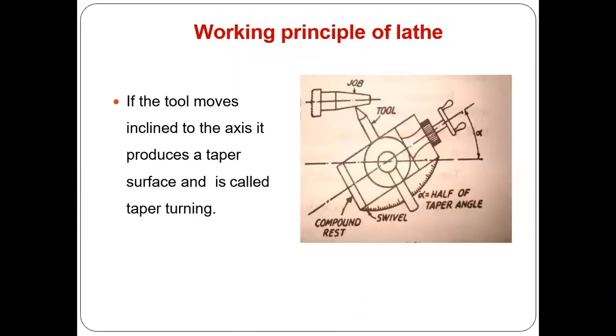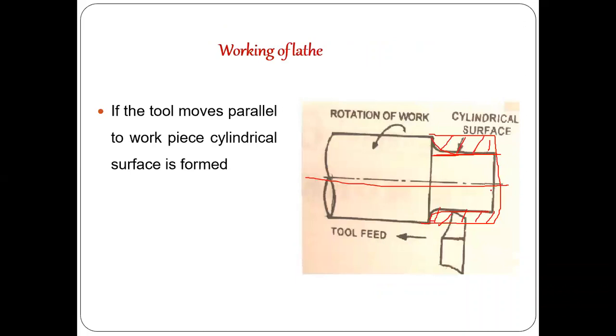If instead of moving parallel, your tool is set at some angle... here you are moving parallel to the axis, and this is parallel. Then we are going to get a parallel surface. It's nothing but a cylindrical surface.